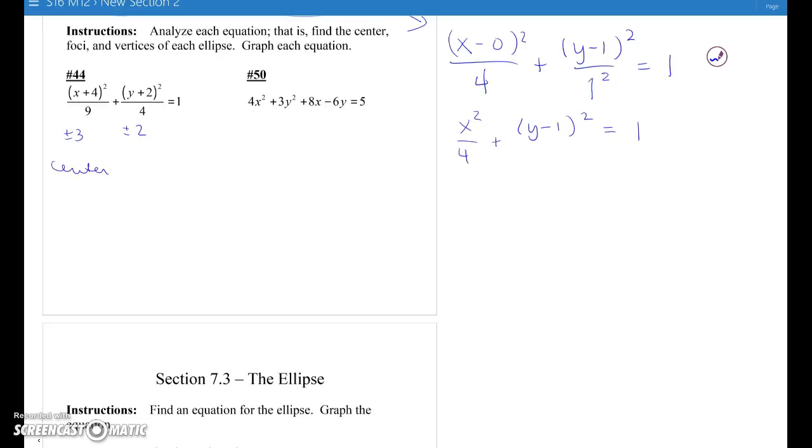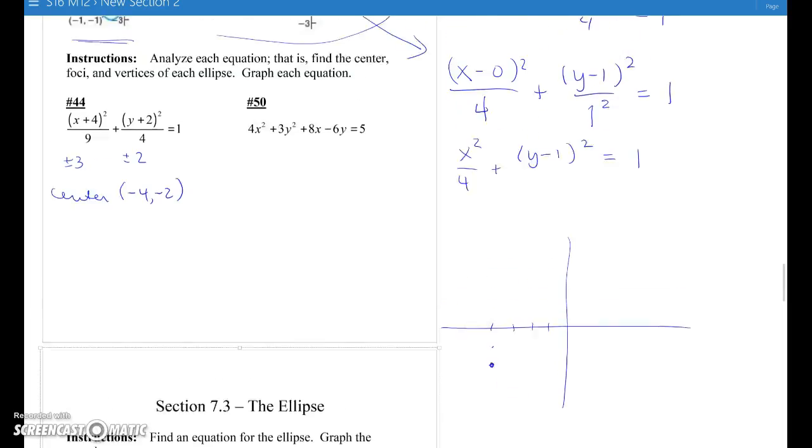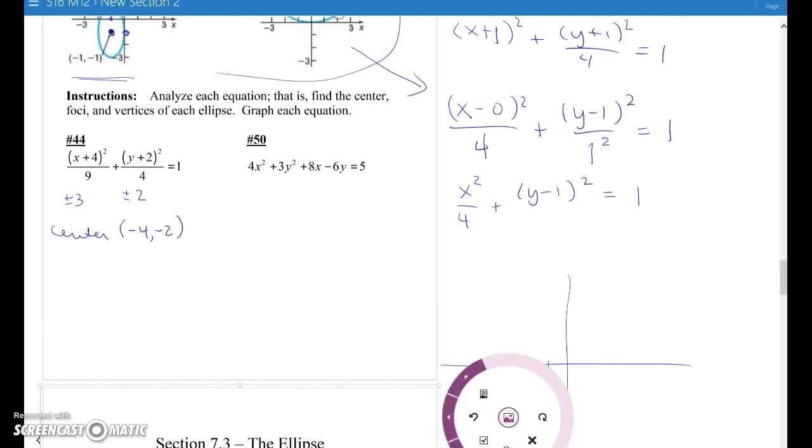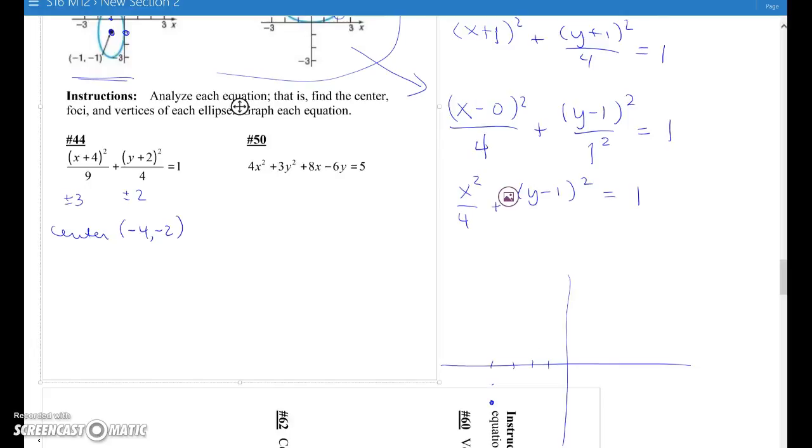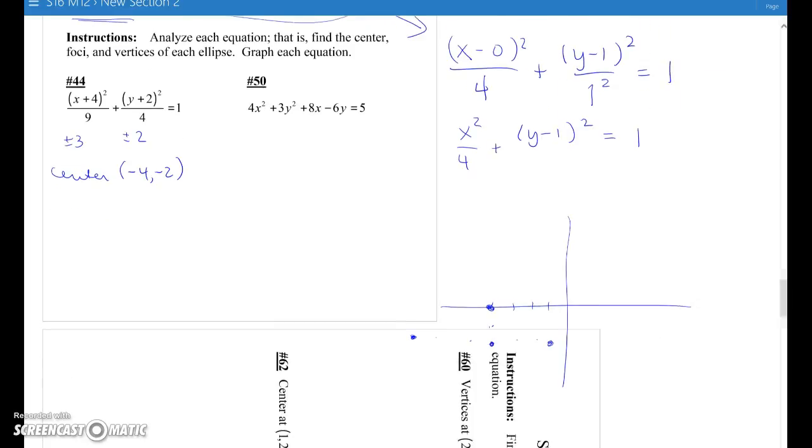The center we can read from the equation is negative 4, negative 2. So I start by drawing my picture, negative 4, negative 2. And then in the x direction, I'm going to go 1, 2, 3. And in the other x direction, 1, 2, 3. And then in the y direction, up 2 and down 2.